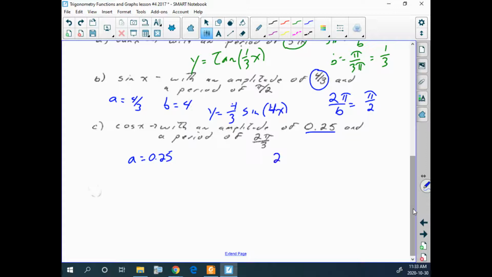So again, we can set this up. 2 pi over 3 is equal to 2 pi over b. B is equal to 3. So that means I have a horizontal stretch by a factor of 1/3. So in this one it was a little easier because nice half fractions are easier to see. 2 pi over 3, yeah, we can do it both ways. Maybe this case would be a little bit easier. So we have y is equal to 0.25 cosine of 3x. Assuming you can read my writing.